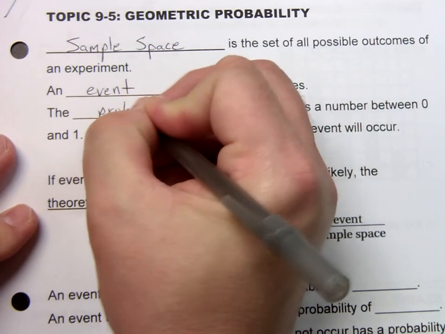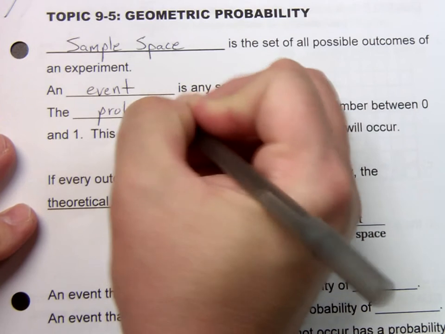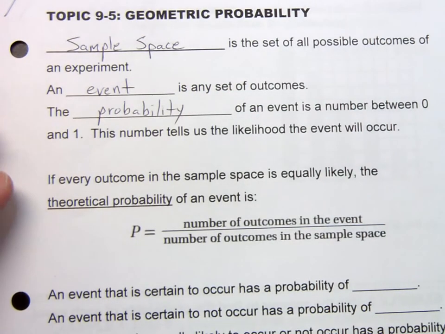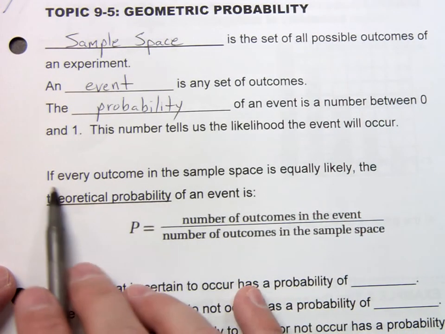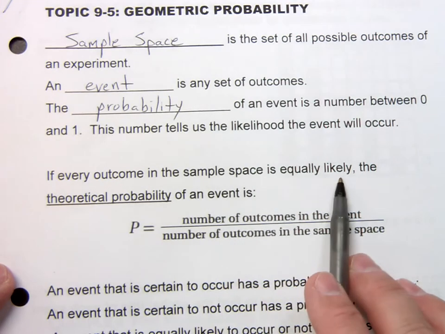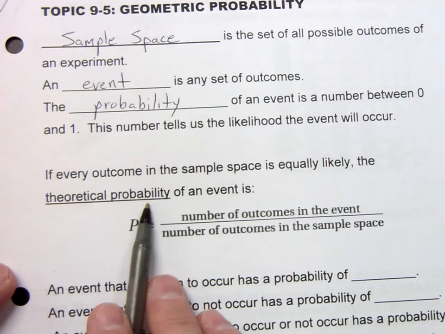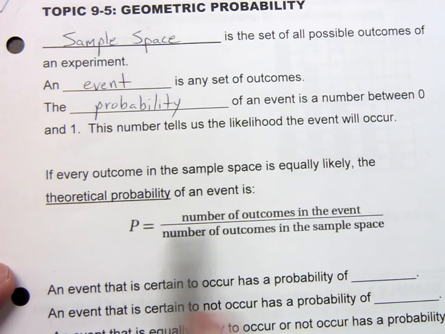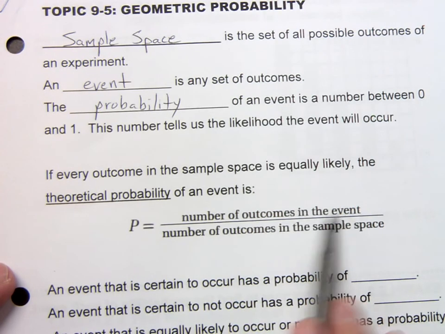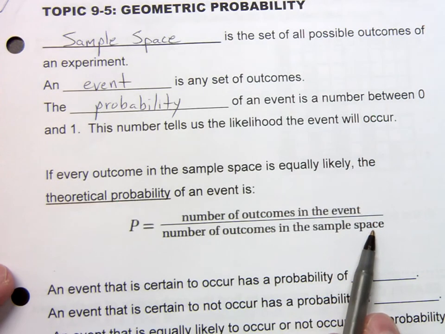The probability of an event is a number between 0 and 1, and this number tells us the likelihood the event will occur. So we're going to be dealing with probability today. If every outcome in the sample space is equally likely, the theoretical probability is equal to the number of outcomes in the event over the number of outcomes in the sample space.